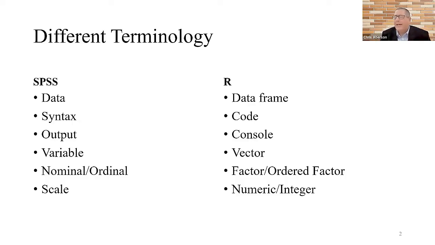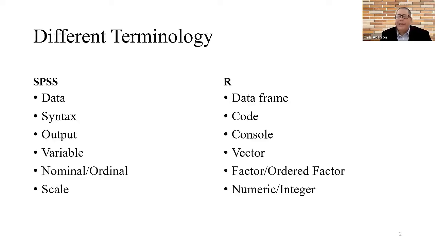SPSS talks about variables. A lot of R resources are still talking about variables, but they call them vectors, which I think reflects more of the math and computer science background of folks developing R. SPSS and most resources that I've seen talk about nominal and ordinal variables, your two forms of categorical variables. In R, they're called factors and ordered factors. So you'll see a lot of error messages that talk about factors, or this analysis requires a factor. We have to make sure that our nominal and ordinal variables are defined as factors.